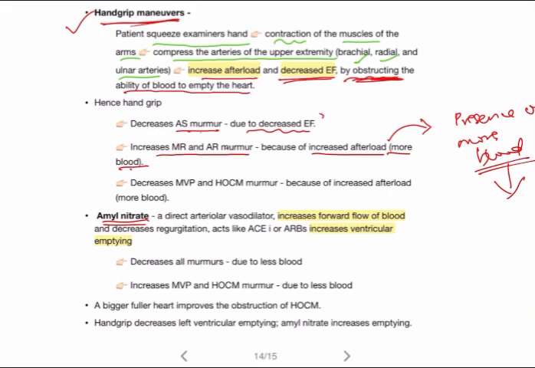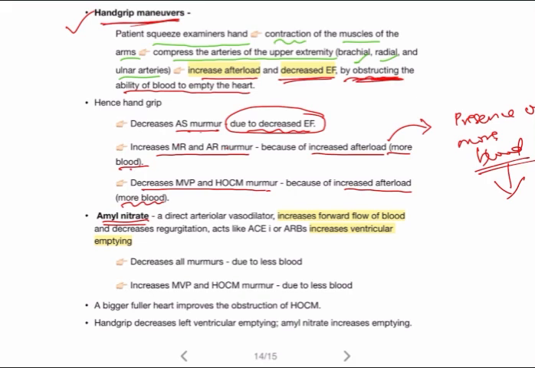Decreases AS means there is a decreased ejection fraction due to compression. Now it will decrease MVP and HOCM. Why? Because again there is more blood. So more blood due to increased afterload causing decreased MVP and HOCM. So that is why I told you our capsule is more important.